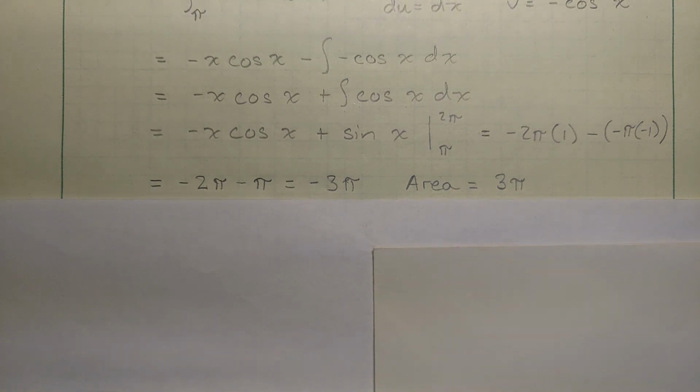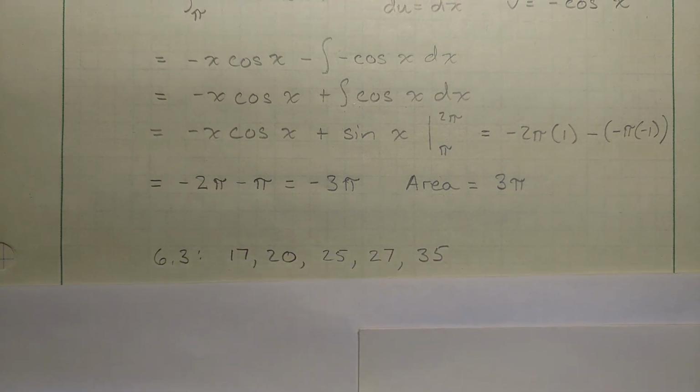Okay, I think that should get you guys set. Your homework is going to be 17 and 20. Those are going to be 2 of the integration type where you have to go until you get back to the integral you started with and then solve for it using some basic algebra. And then 25, 27, and 35 are going to be definite integral type problems.